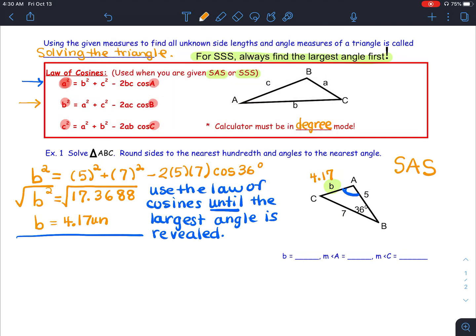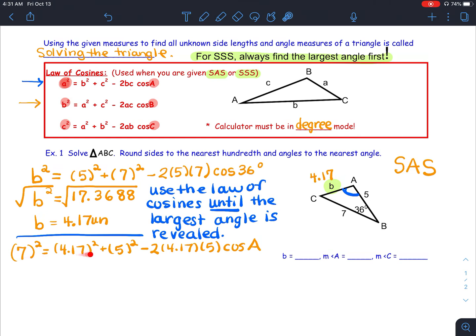So I'm going to plug in 7 squared on the left. According to the formula, it's the other two sides squared. My other two sides are the 4.17 and the 5. So I'm going to do 4.17 squared plus 5 squared minus 2 times the same two sides after the 2, the 4.17 and the 5. After that, I put cosine. Here's my variable, angle A.